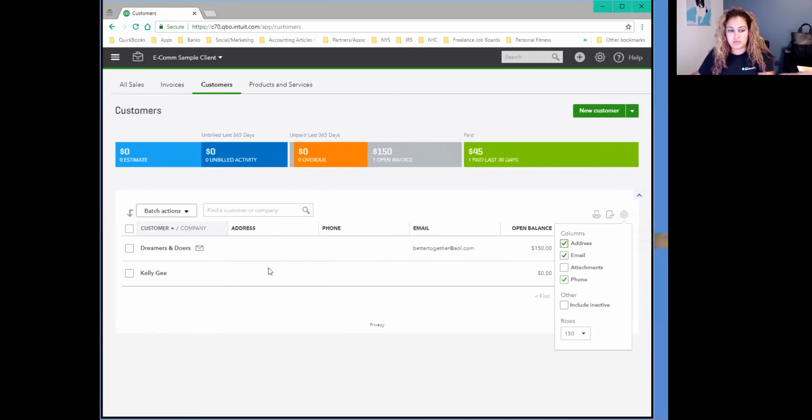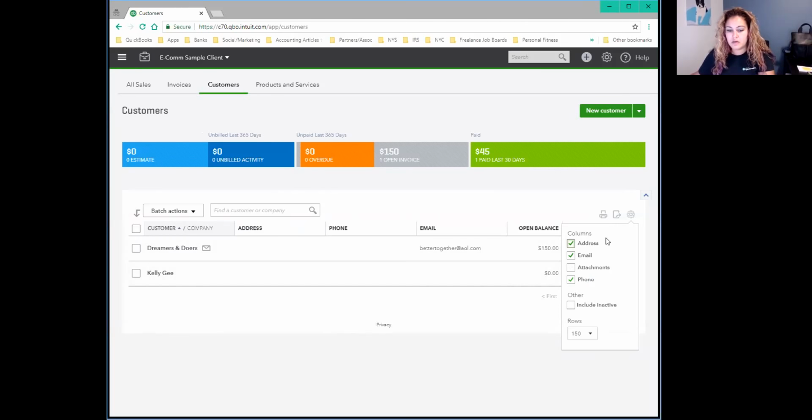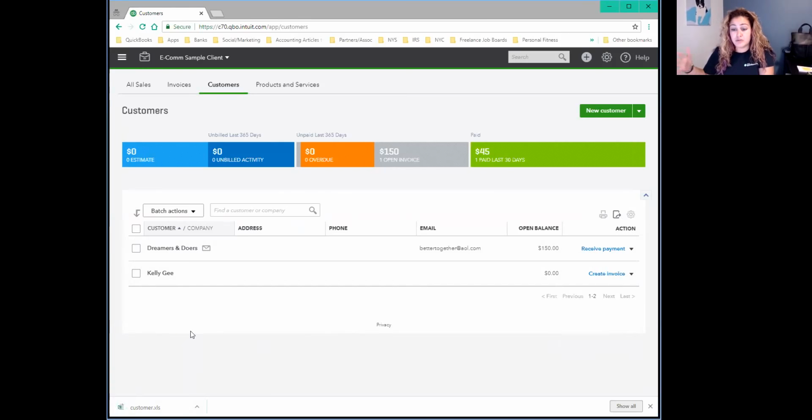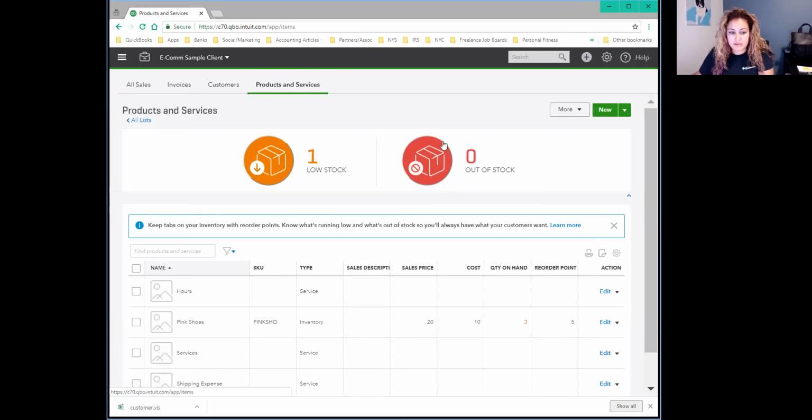Usually when there's a column chart kind of thing going on here, there's options to add more information. What you can do with that is actually export your list. So let's say you're using QuickBooks kind of like a CRM, and now you decided you really want to use a CRM. You can take all of your customers with their email addresses and their addresses, and you can export them out of here and put them into a mailing list or a CRM or really anything that you might need it for. And the last one is those products and services.